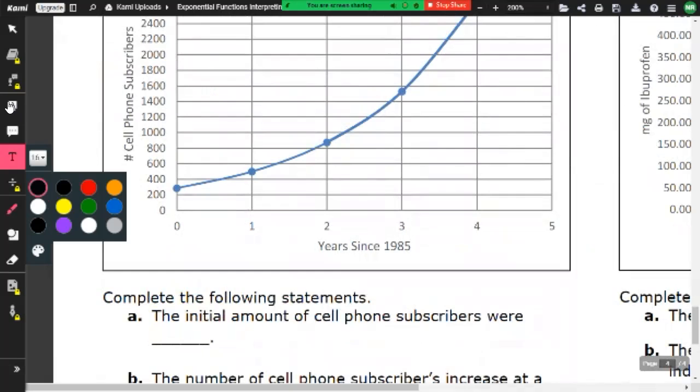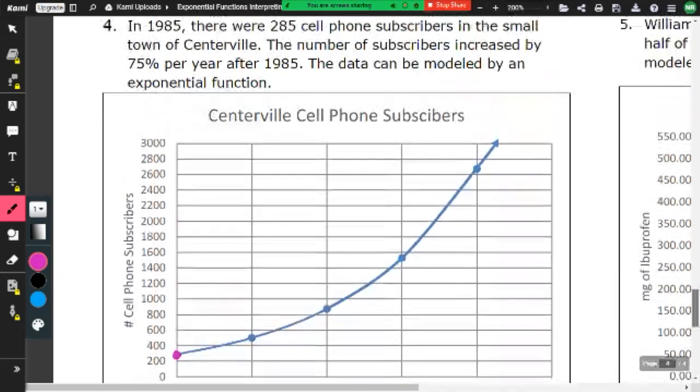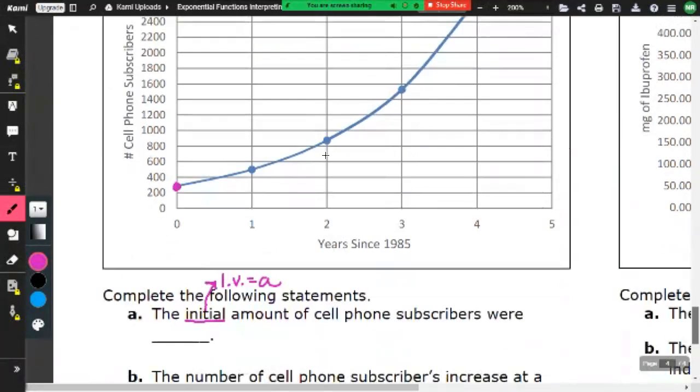So initial, once again, initial value. Your initial value is what variable? A, initial value. A. Now, could you get the initial value just based off of the graph? No, it's jumping by how many? 200s. And if that point is in between 200 and 400, I'd probably guess 3, but that's not even close. You have to look at the paragraph as well, and you will see it says that there were 285 cell phone subscribers. So that's my initial value. If you can't find it on the graph, find it in the paragraph. So 285.